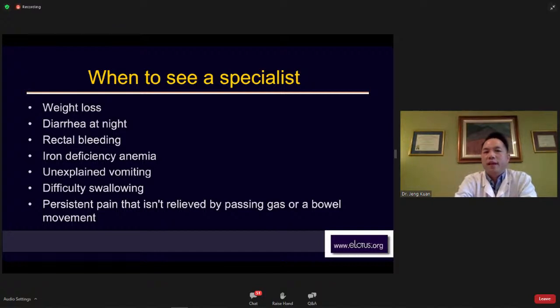Iron deficiency and anemia, then certainly there's poor digestion going on. If there's unexplained vomiting or difficulty swallowing, or persistent pain that isn't relieved by passing gas or a bowel movement, then it's time to see a specialist and to find out what's going on.